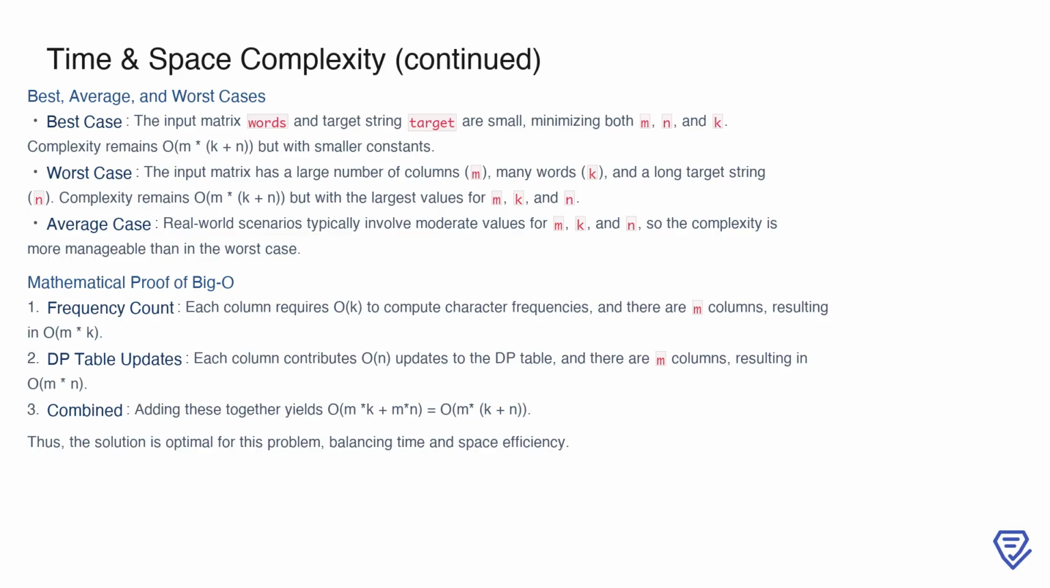Finally, the mathematical proof reinforces the big O complexity. The frequency count step takes O(m*k), while the dp table updates contribute O(m*n). Adding these confirms the overall time complexity as O(m*(k+n)), demonstrating that this approach is both efficient and well suited for the problem's constraints.